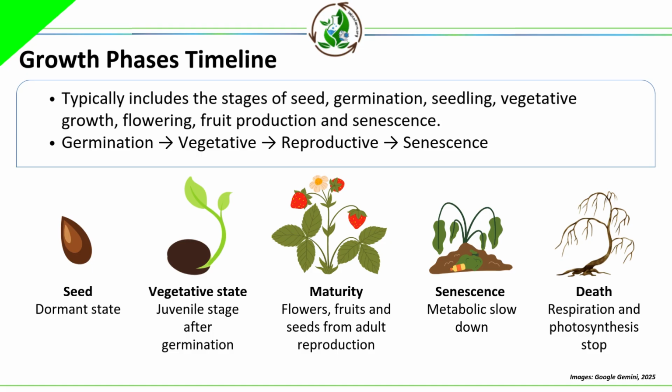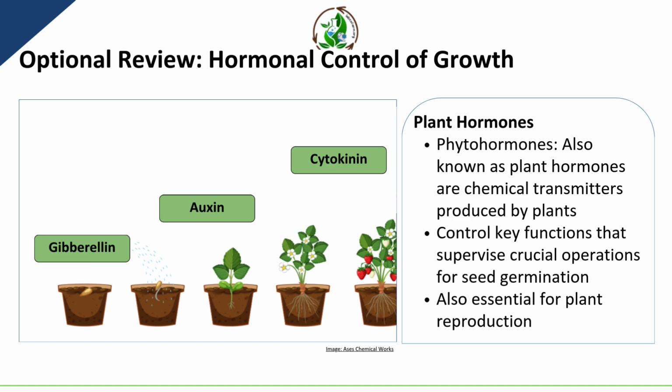Each stage has different energy demands and vulnerabilities. For example, seedlings are highly sensitive to pests, while flowering plants might be more focused on attracting pollinators. Recognizing these phases helps farmers and gardeners time interventions like irrigation, fertilization, or pest control when they'll have the biggest positive impact. Plants don't just grow randomly.